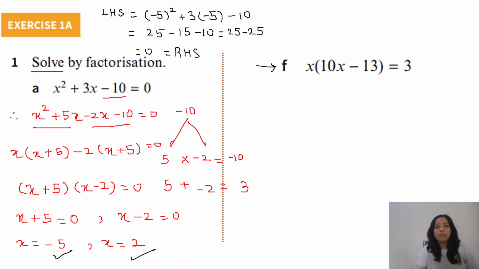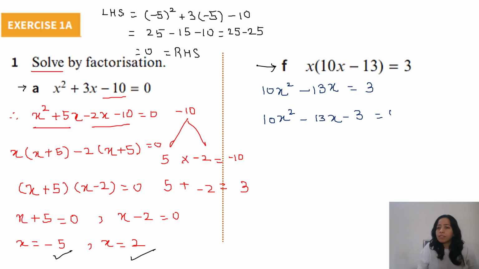All right, so let us solve the f part also. What do you think you are going to do in order to get the answer over here? Yes, that's right. You are going to first rearrange it in order to get the standard form. For that you have to open the bracket, which gives 10x squared minus 13x equals 3. Now 3 has to come to the left hand side, so 10x squared minus 13x minus 3 equals 0.